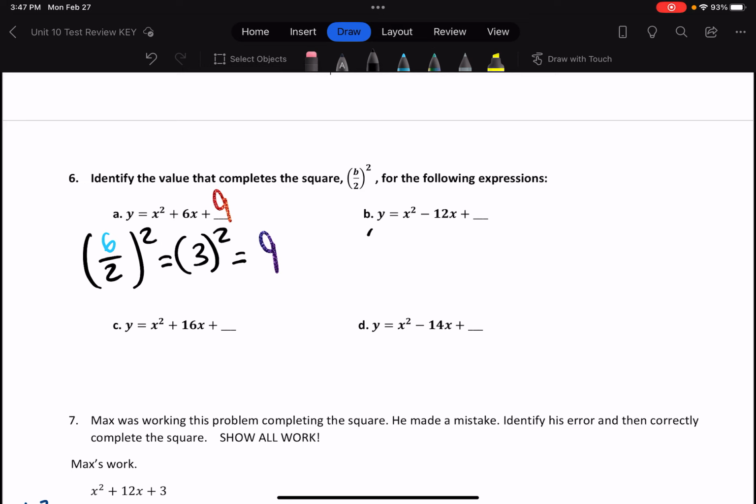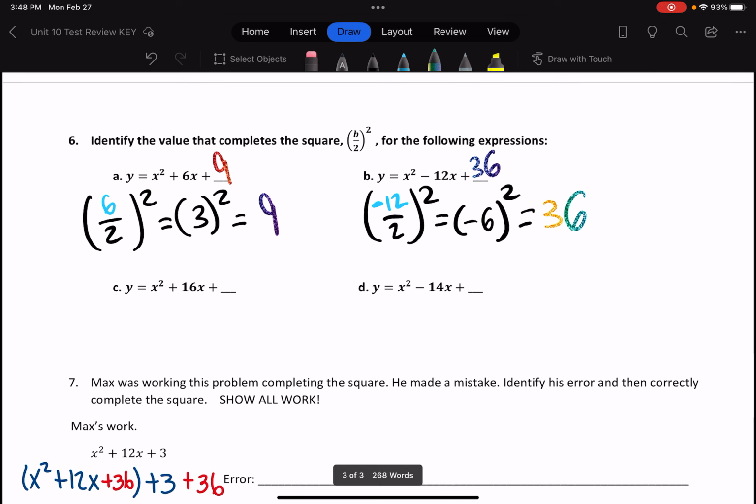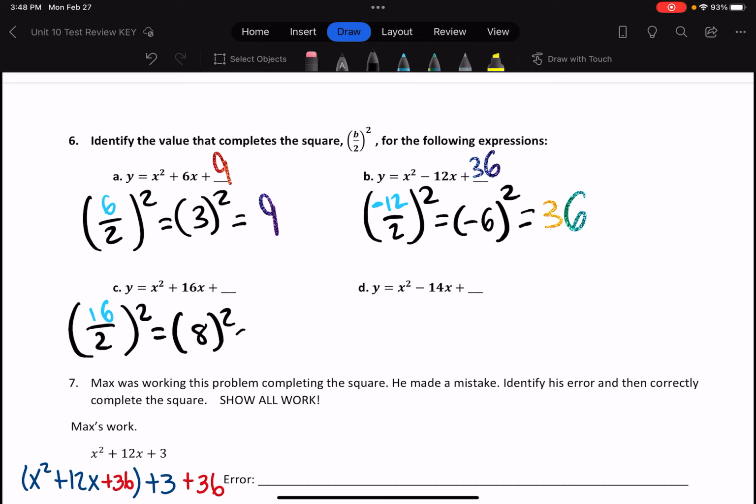For problem B, I know that my b value is negative 12. And negative 12 divided by 2 is going to give me a negative 6. And negative 6 squared is a positive 36. So that will be the value that I would add inside my parentheses. For problem C, my b value is 16, so I'm going to do 16 divided by 2 squared. 16 divided by 2 is 8, and 8 squared is 64.